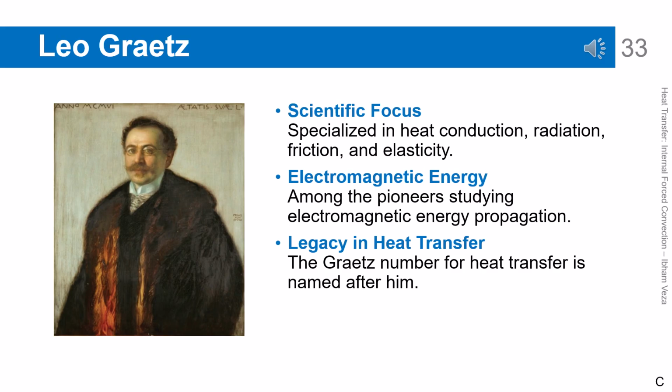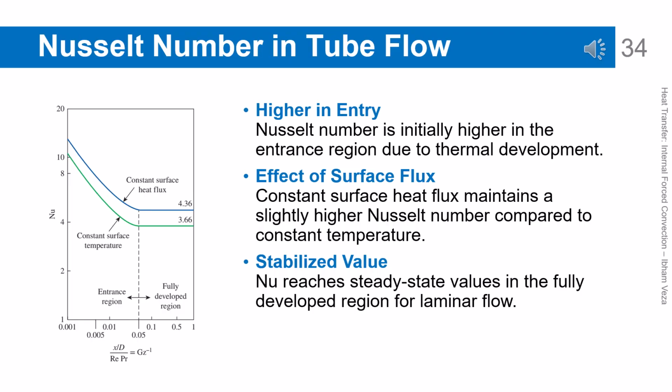His contribution shows the importance of analytical approaches in heat transfer engineering. Nusselt number in tube flow. The Nusselt number is high in the entrance region because the thermal boundary layer is not yet fully developed. For constant heat flux conditions, the Nusselt number is slightly higher than for constant wall temperature conditions.